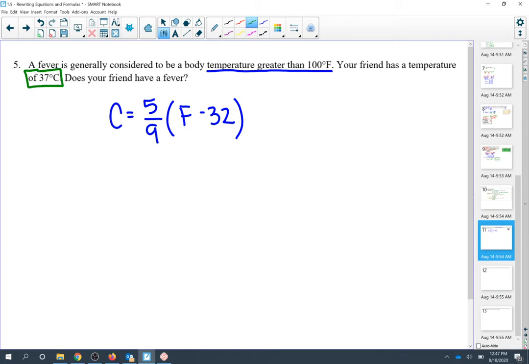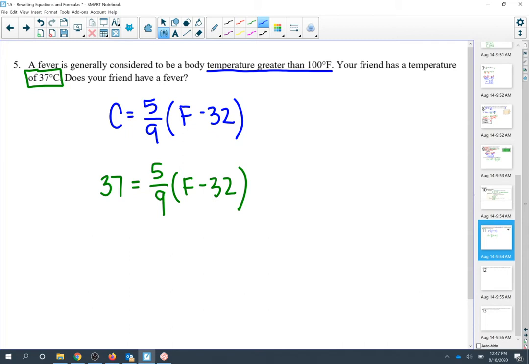So I'm going to come to my formula and I'm going to say, okay, well, for Celsius, I know that the body temperature is 37. And then I've got 5/9 times Fahrenheit minus 32. Well, this is a conversion. If I solve this for F, which is my literal equation, if I get F equals, and then that's less than 100 degrees, then I know I don't have a fever. If it's more than 100 degrees, then I know I do have a fever. So our goal here is to solve for F.